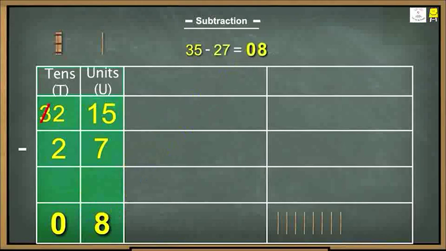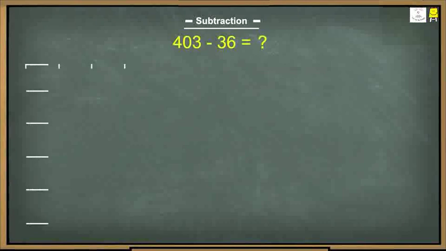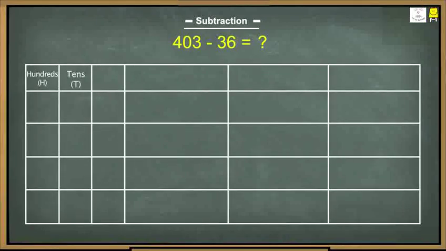Let us look at one more subtraction problem. What is 403 minus 36? To begin with, let us write 403 and 36 in the correct hundreds, tens and units columns. 403 has 4 hundreds, 0 tens and 3 units, and 36 has 3 tens and 6 units.